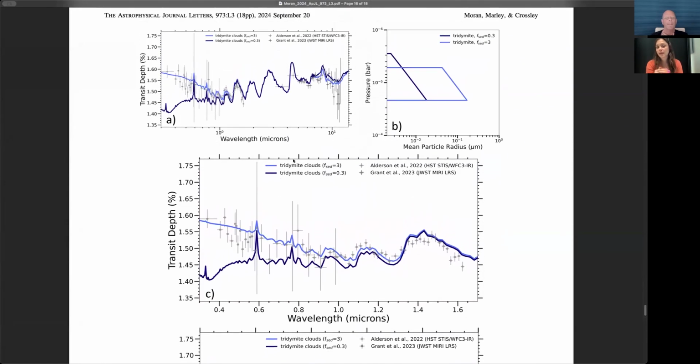Which doesn't match your optical slope here. That's the difference between the light blue and the dark blue at the short wavelengths. You don't recreate that without a deeper Al2O3 cloud deck. But if you tune f_sed up and make it 3, which is very, very high, and we don't expect that in hot Jupiter atmospheres, you can actually get a much better match.